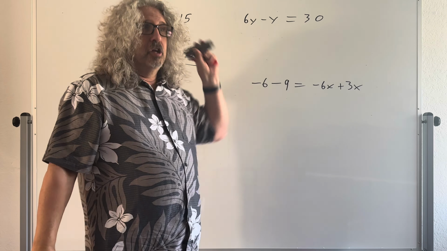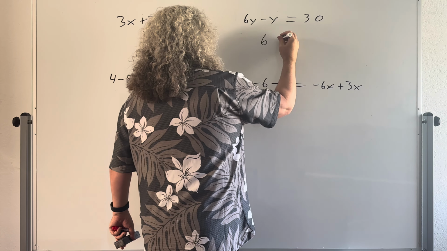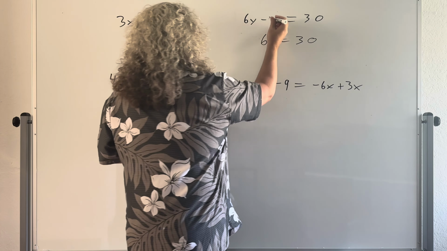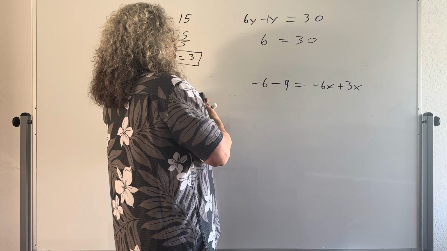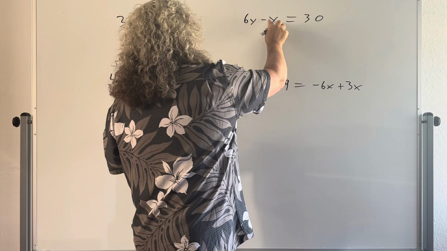6y minus y. Don't do this: 6 equals 30. That's usually what I'll see. People go y minus y and make it work like that. Now remember, if you combine like terms and there's not a number, it's assumed to be a 1. So that's really like a 1y in front if they don't write it. So if it helps you, write the 1. So I have 6 y's, and I took away 1 y.